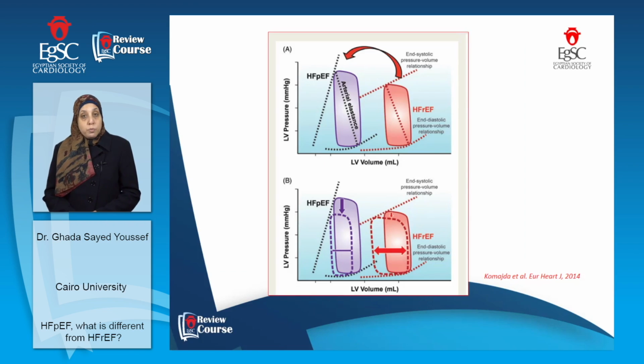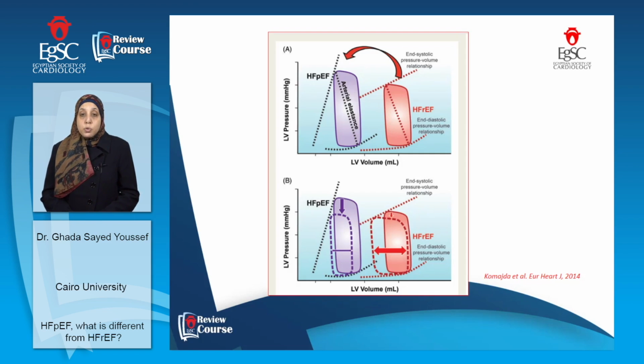This is the pressure volume curve. The upper panel shows the normal resting pressure volume curve in patients with heart failure with reduced versus heart failure with preserved ejection fraction. As you can see in the purple pressure volume curve, this represents HFpEF, and it shows that the end systolic pressure volume curve is steeper in patients with HFpEF. And this implies that at a certain left ventricular volume, the pressure is higher in patients with HFpEF.